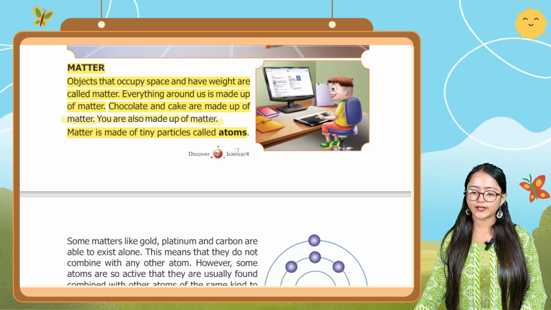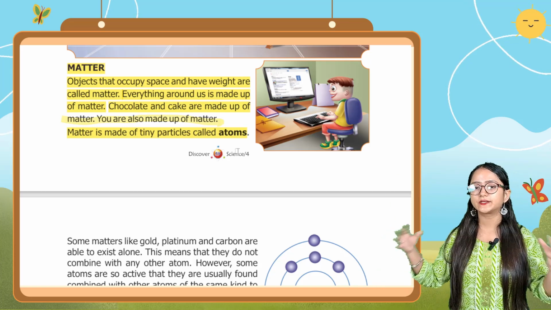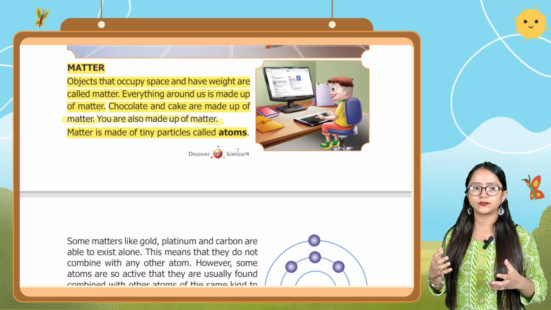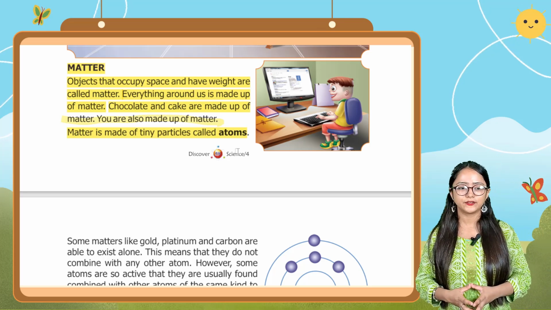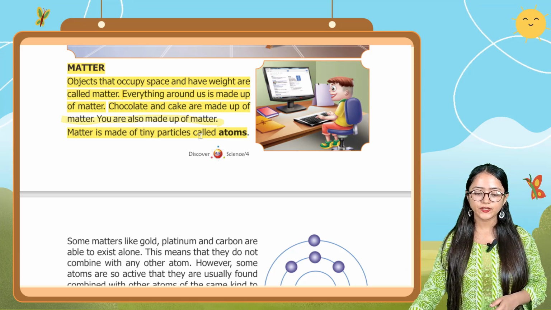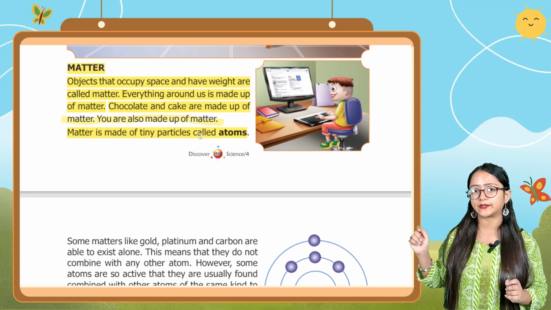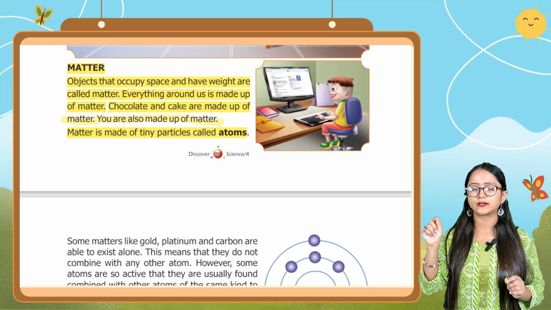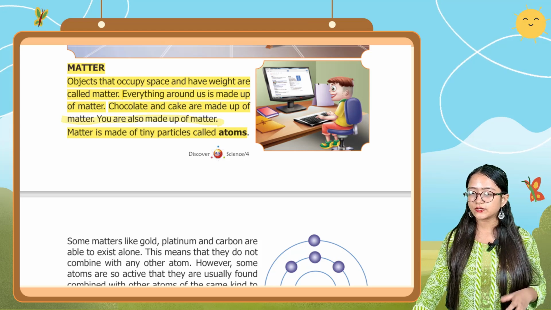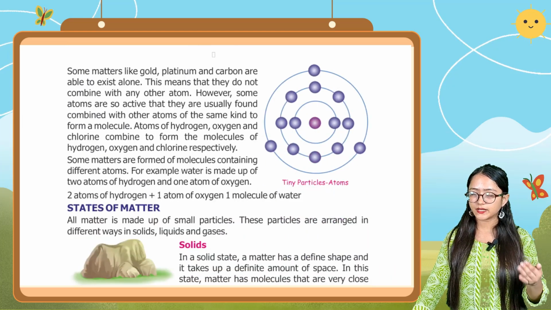Matter is made of tiny particles called atoms. Everything around you is made up of matter: your pencil, pen, your favorite chocolate, your TV, and you also are made up of matter. Matter is made up of tiny particles, and those little tiny particles are known as atoms. Here you can see the boy working in front of the computer. He is also occupying space and volume, and he has weight, so he comes under the category of matter.